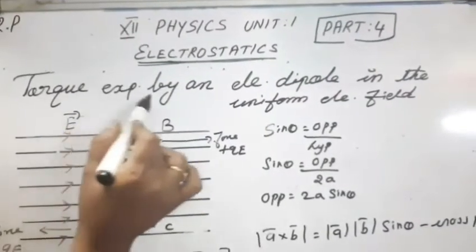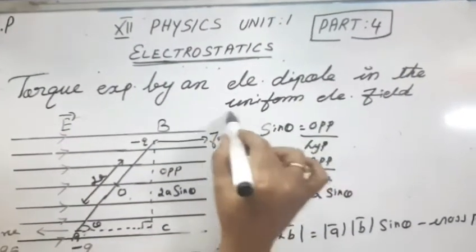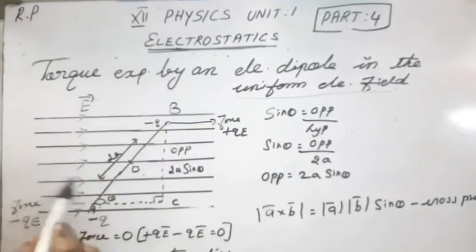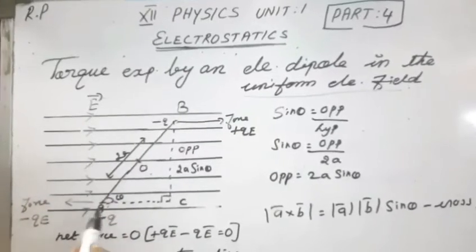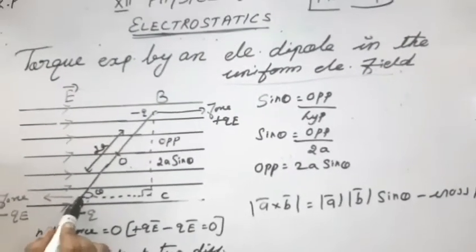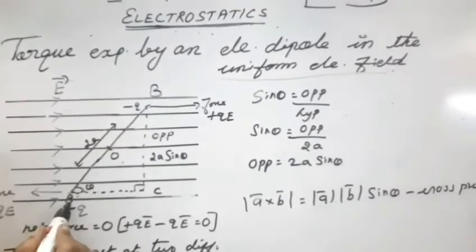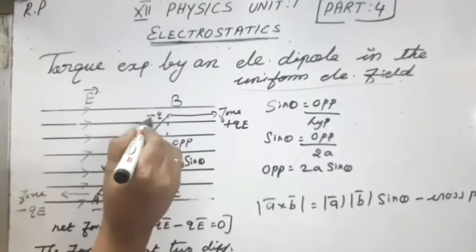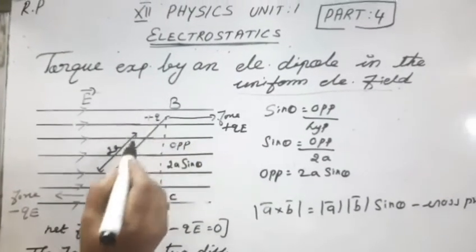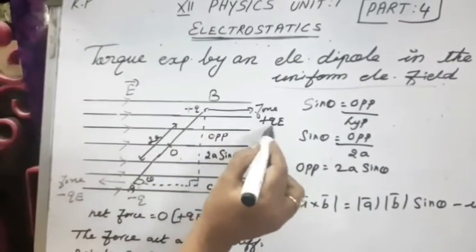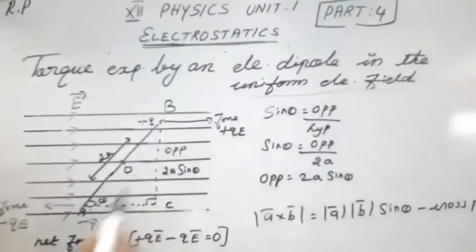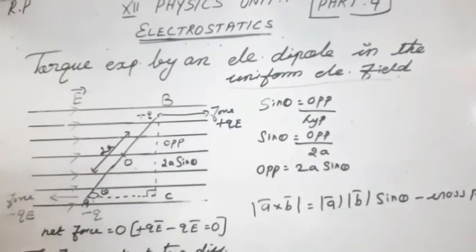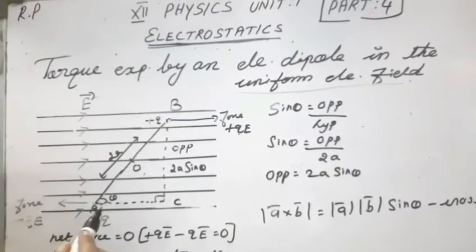And the next topic is the torque experienced by an electric dipole in a uniform electric field. Let us take a uniform electric field, the arrow mark is like that. Now we take a minus q charge, represented as point A, and on the opposite side a plus q charge, which we take as point B. On the positive charge plus q, the force experienced is qE vector, and on the minus q charge side, the force experienced is minus qE vector.